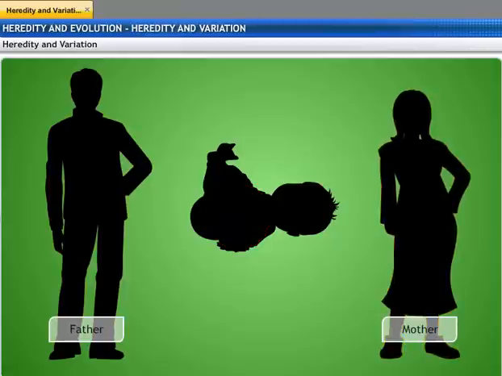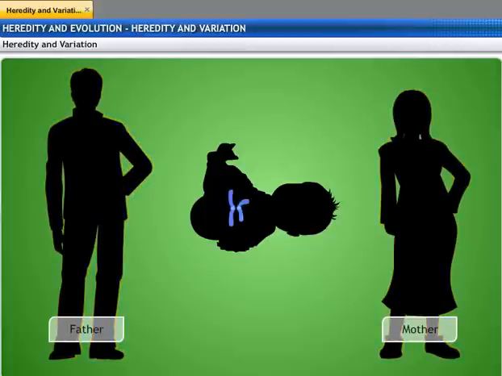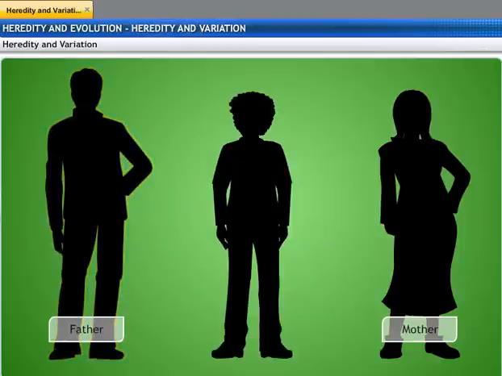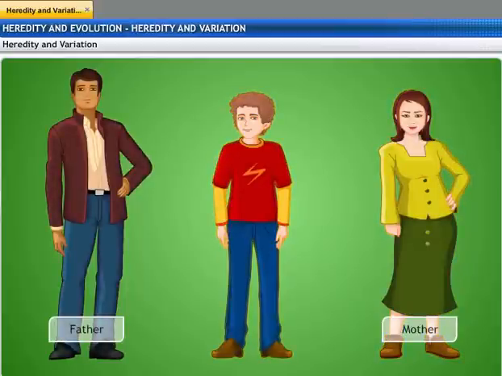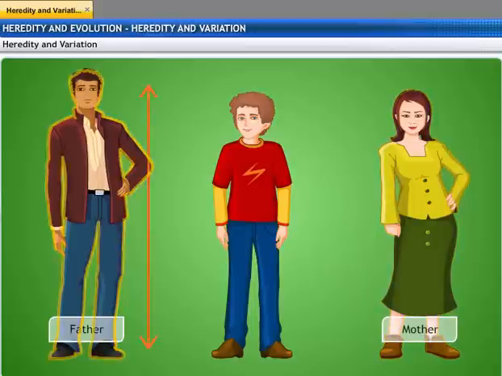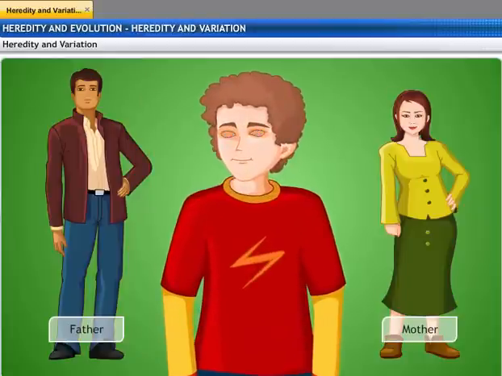Boy receives genes for the characters from both the parents. The boy has received the gene for height from his father and the gene for skin color from his mother. That's why the boy resembles his parents in skin color and height. But the boy differs from parents in other ways, such as his curly hair and blue eyes, which neither of the parents have.